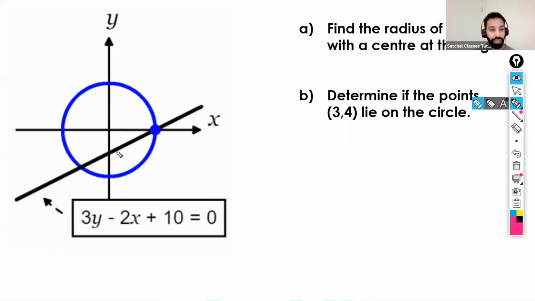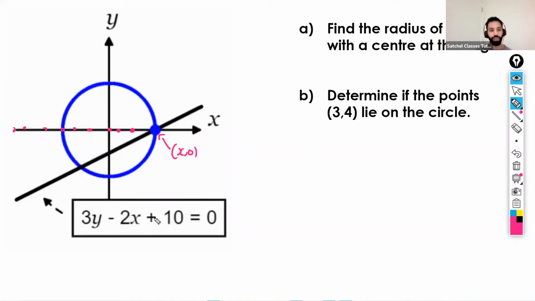But what we do know is that this line with the equation 3y minus 2x plus 10 intersects the circle at this point here. Now this point is on the x-axis, so our y-coordinate has to be 0, because any point on the x-axis, y is always 0. Therefore, to find this x-coordinate, we can use the equation of this line. We can sub in y as being 0 to find x, because if we make x the subject, we could work out x whatever y value we had.